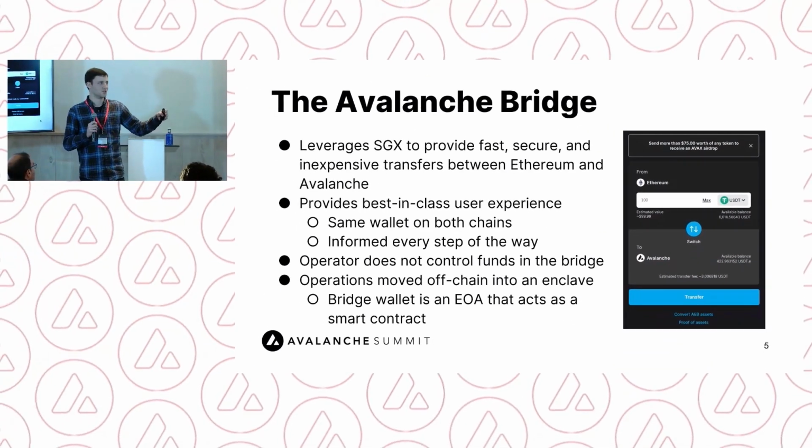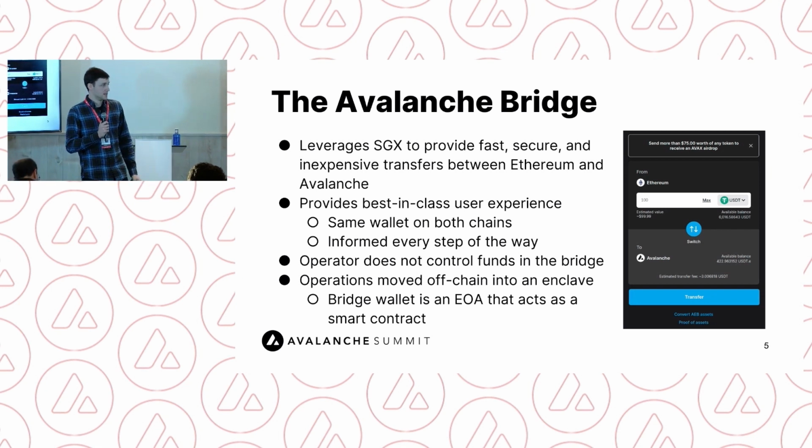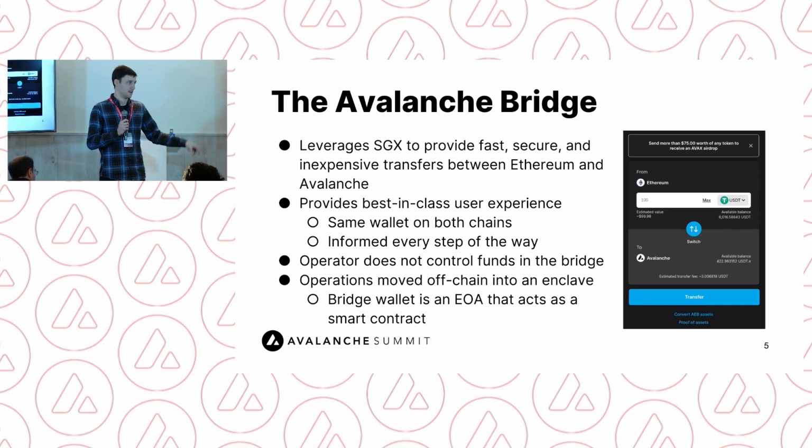It's not as if you can use it to send funds to anyone else or do any type of shady activities such as money laundering or the like. The operator doesn't control any of the funds in the bridge. That's obviously a very nice trustless property. And the operations of the bridge itself are moved off-chain from a smart contract into the enclave using that kind of off-chain smart contract model I discussed earlier.